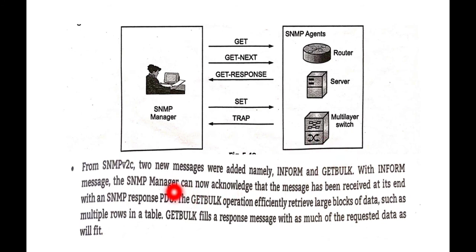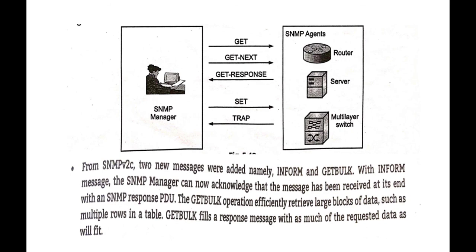With inform messages, the SNMP manager can acknowledge that the message has been received, and it ends with an SNMP response. If any problem occurs, if something wrong has happened, we use the inform command. In that way the agent informs the manager. With the inform message, the SNMP manager can acknowledge that the message has been received at its end, meaning the data is received.